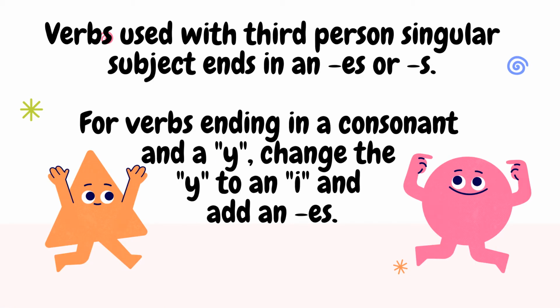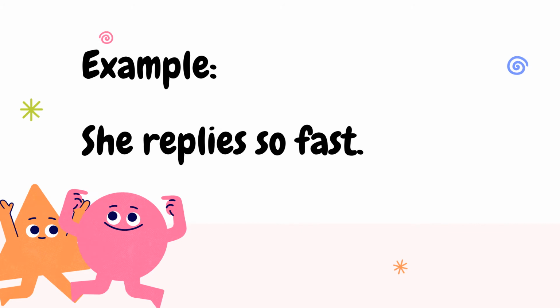Verbs used with the third person singular subject end in an ES or S. For verbs ending in a consonant and a Y, change the Y to an I and add an ES. Example, she replies so fast. The base form of the verb replies is reply. You have to change the Y to an I so it will become replies.